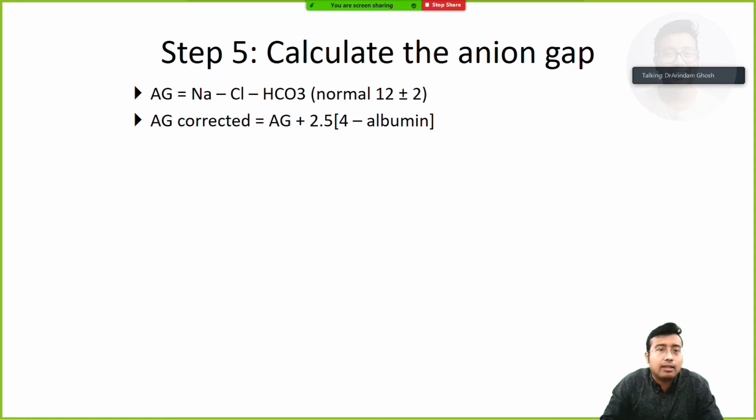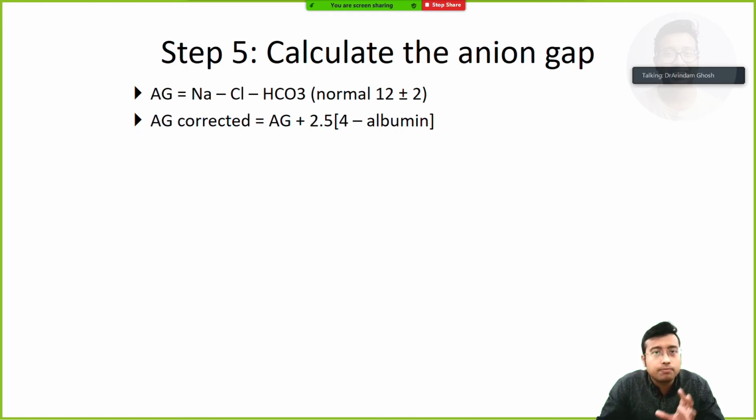The main anions in the serum are chloride and bicarbonate. Okay, and the main cations in the serum are sodium and potassium. But apart from that, why are these the main ones? Because we can measure these. But there are a few anions, for example, albumin has a negative charge, and there are many such anions that we cannot directly measure.